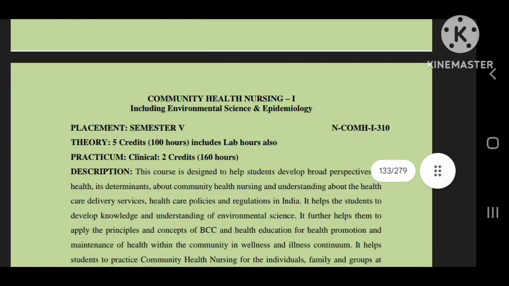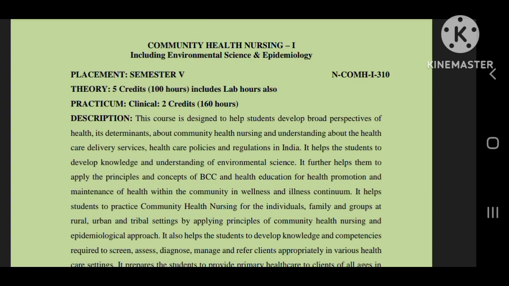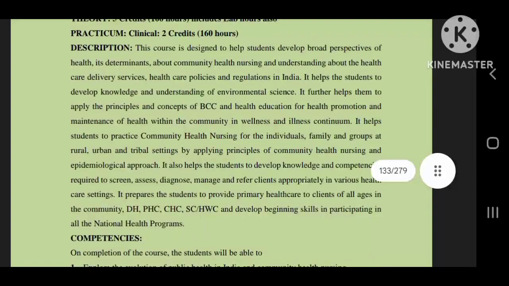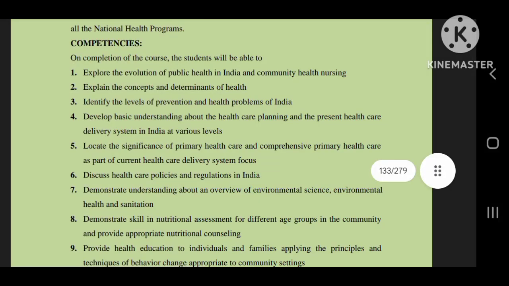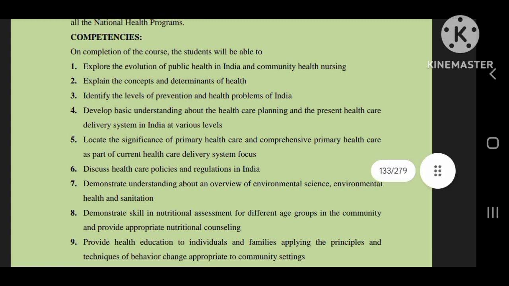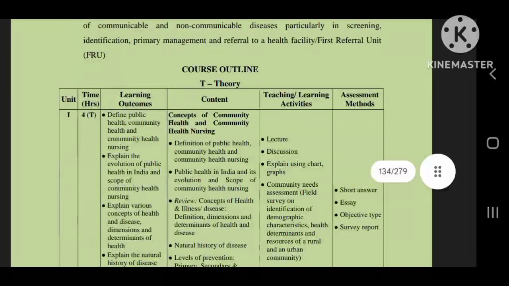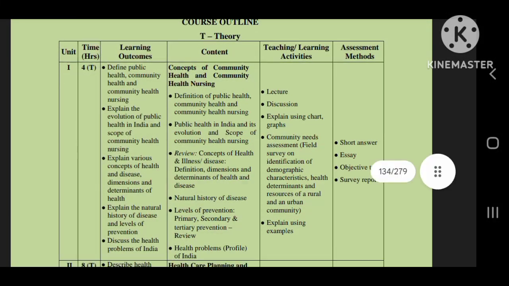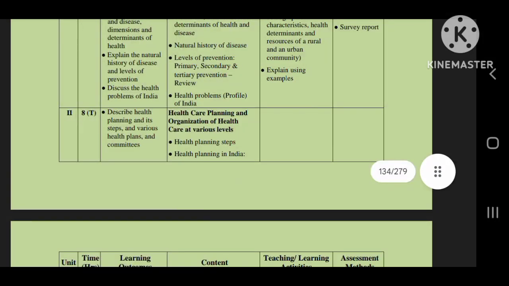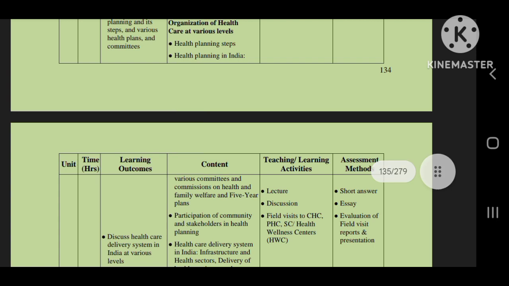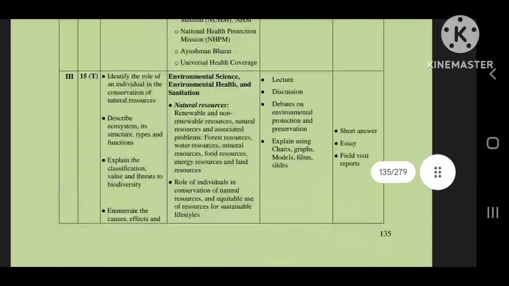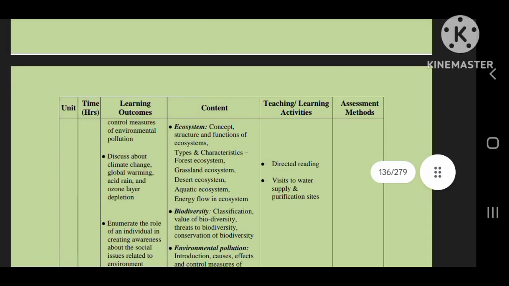For community health nursing in semester 5, you have 160 hours of clinical postings. There's no lab, it's 160 hours of clinical posting. So at the end you should learn about the concepts and determinants of health. Theory is for 100 hours. This is unit 1, concepts of community health and community health nursing. Unit 2 is healthcare planning and organization of healthcare of various units. Then you have unit 3 regarding environmental science, environmental health and sanitation for 15 hours theory.